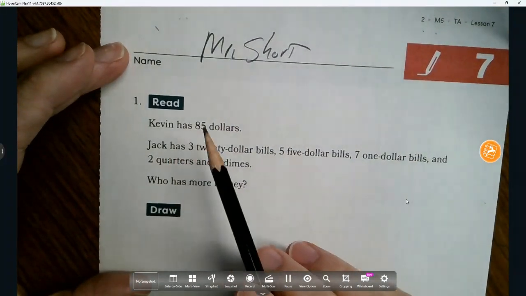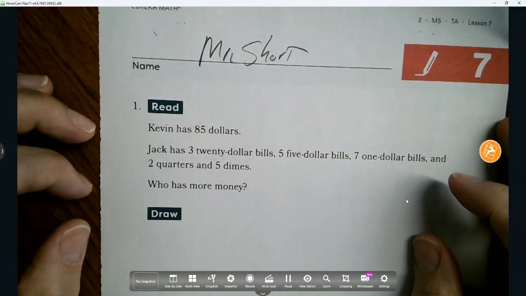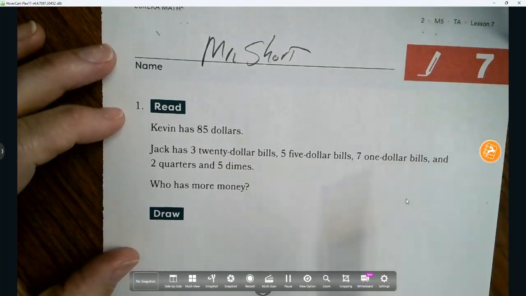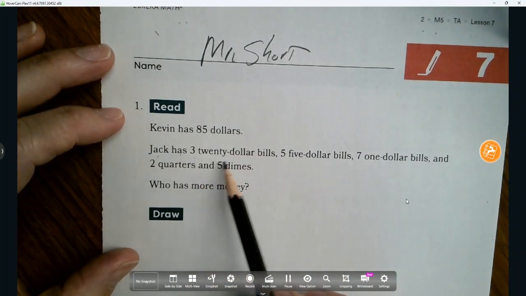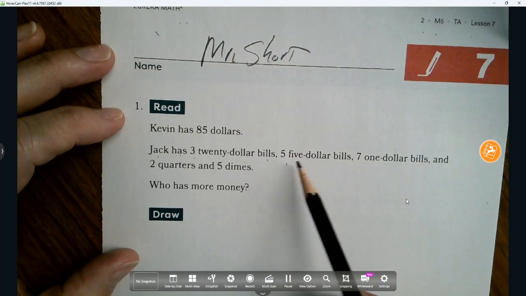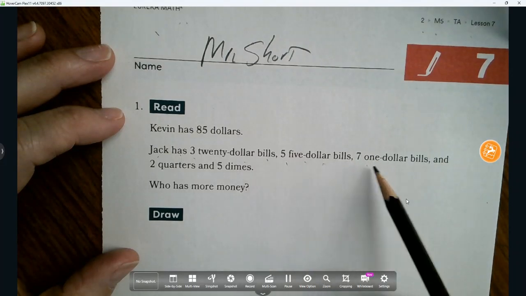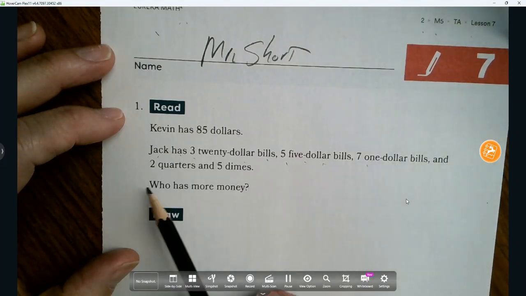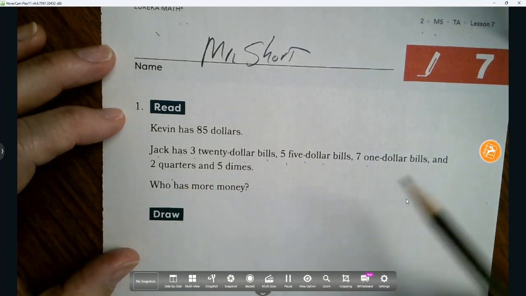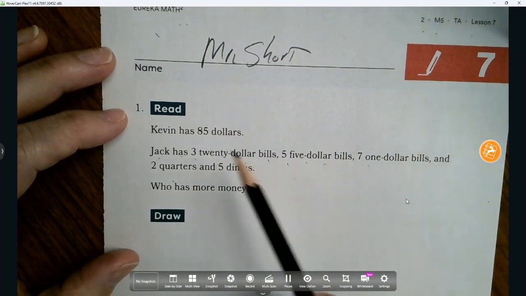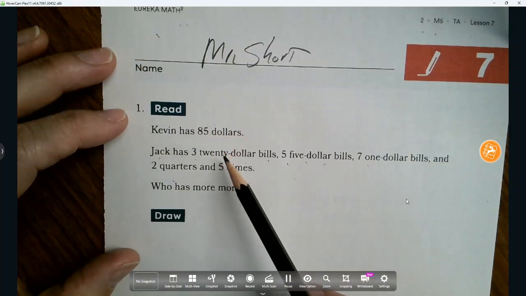It says Kevin has $85. Well, isn't that nice for Kevin? Jack has three $20 bills, five $5 bills, seven $1 bills, and 2 quarters and 5 dimes. Who has more money? Well, we know Kevin has 85. We need to figure out how much Jack has.